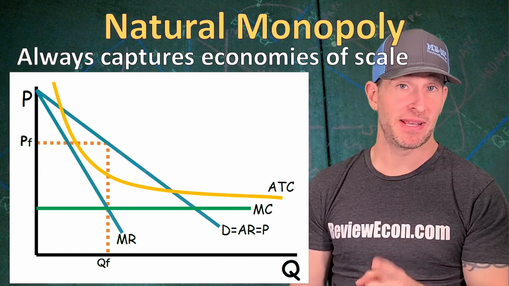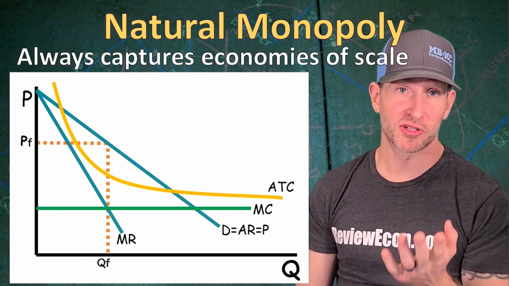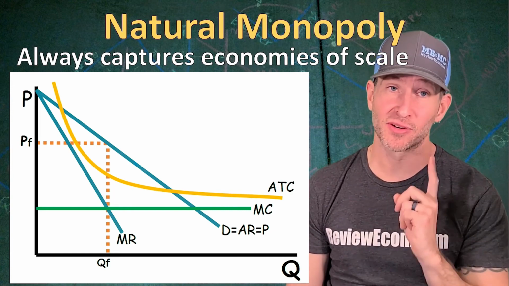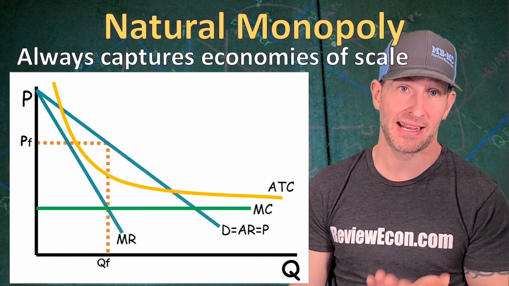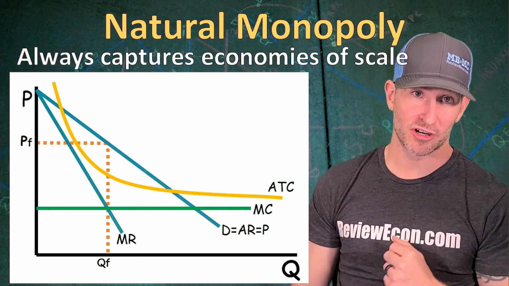A natural monopoly means that a single firm can produce things cheaper and with lower costs than multiple firms. As a result, it's generally going to be more efficient to have one single producer when there's a natural monopoly in this market. And so governments will often regulate natural monopolies, and you will learn about that in a future unit.